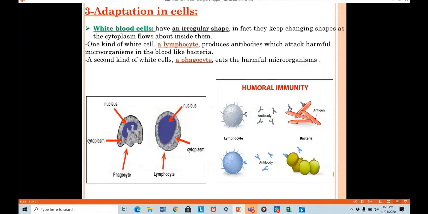And what do the phagocytes do? It eats the harmful microorganisms. Microorganisms, very good. So basically these are the two types of WBC. There are 7 types of WBC in our body, as I told you already. The lymphocytes produce the antibodies which help in attacking the pathogens which enter our body. Similarly, the phagocytes, they swallow these pathogens and they kill them. So both of them kill them, but in different ways.